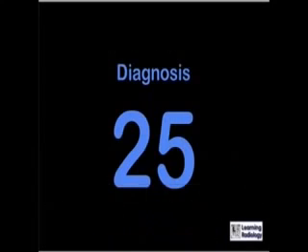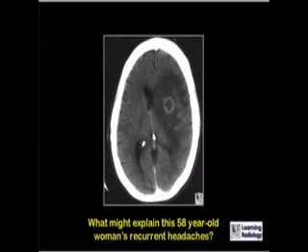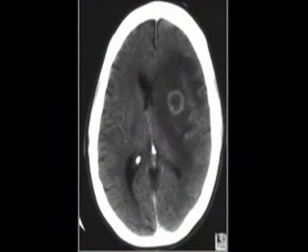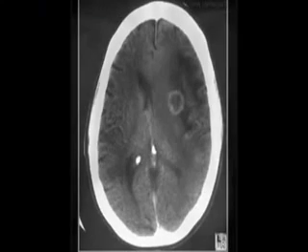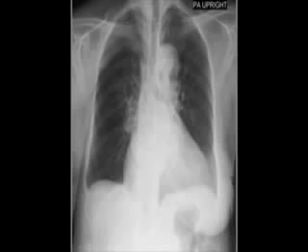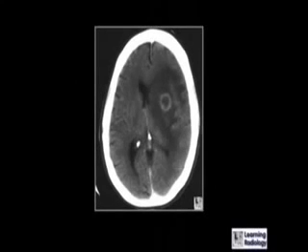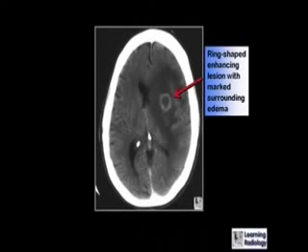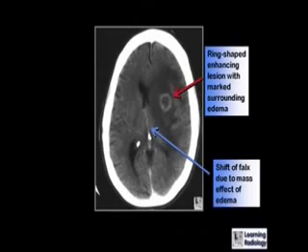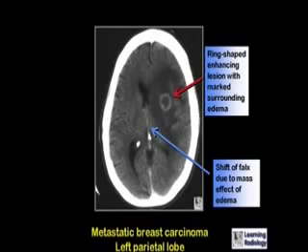What might explain this 58-year-old woman's recurrent headaches? And here's another image which I haven't shown you, which has another finding. In this case, the right breast is surgically absent. The lesion that you're looking at is a ring-enhancing lesion with marked surrounding edema. It's producing a shift of the falx due to the mass effect of the edema, and this is an example of metastatic breast carcinoma to the left parietal lobe of the brain.